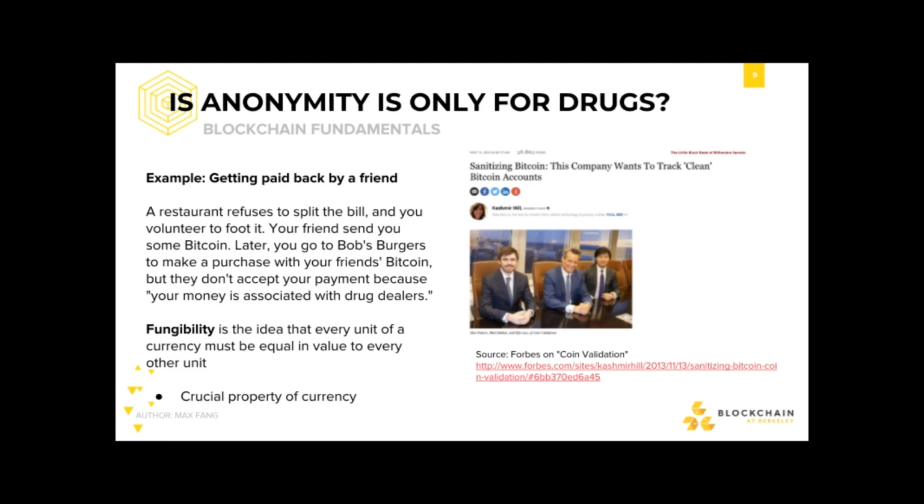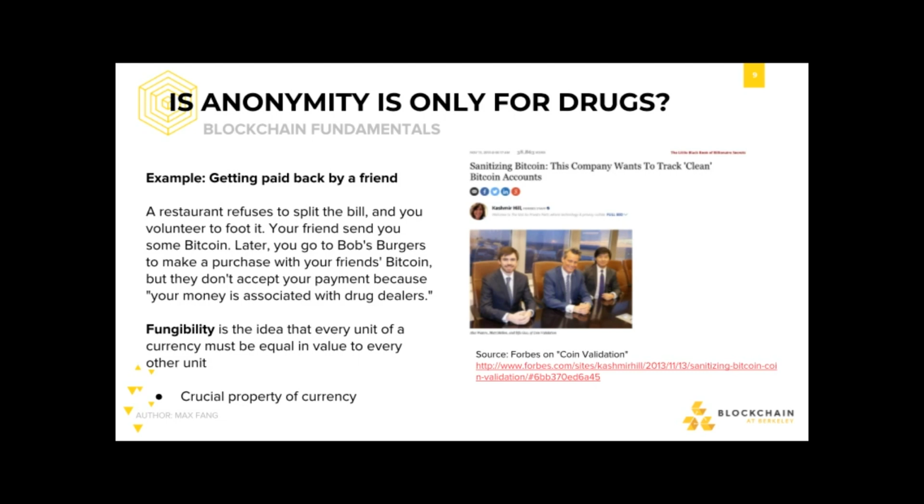Another example is, you're at a restaurant with your friend, and they refuse to accept multiple credit cards. So you're like, okay, I'll front the money, and my friend will pay me later, or earlier. So now, you go to Bob's Burgers, and your friend pays you money ahead of time, so that you can pay at the cashier. Except, your friend has been buying drugs from the illegal market, so now, the cashier refuses to accept your money, which your friend paid you, because it is illegal and it contains some amount of taint, or like they don't want to get associated with any of that dirty funds. And this basically breaks this idea of fungibility.